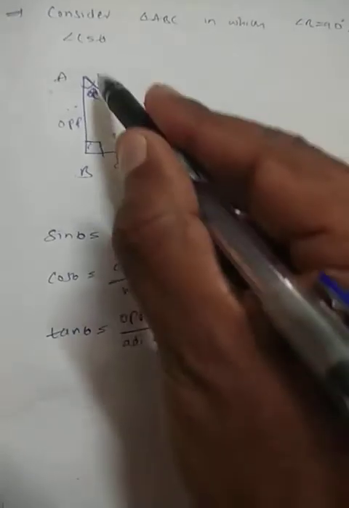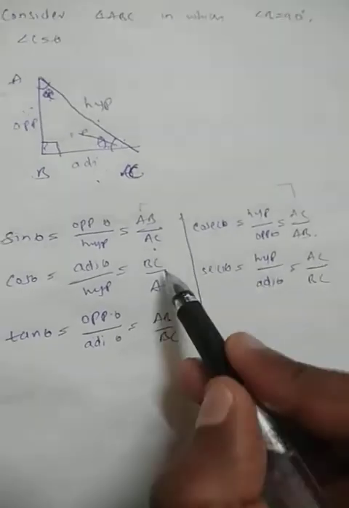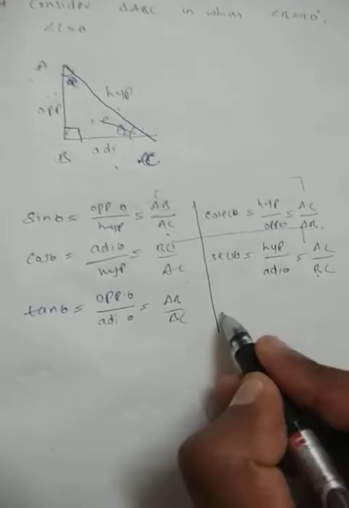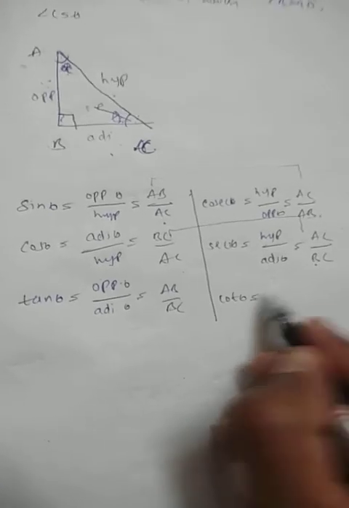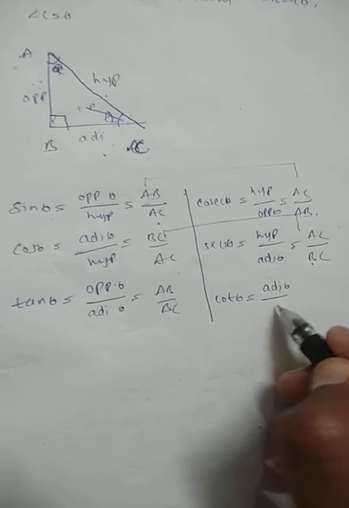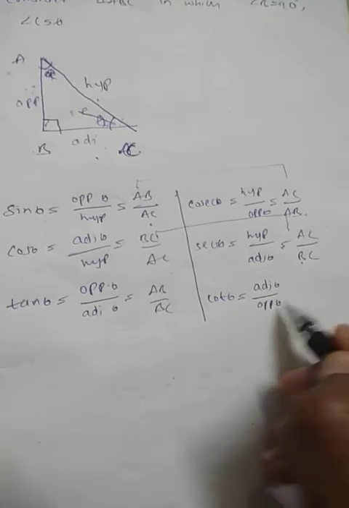What is the hypotenuse here? AC. What is the side adjacent to theta here? BC. At a glance, you can see these two are reciprocals of each other. Next one is going to be what? Cot theta. Cot theta will be the side adjacent to theta by the side opposite to theta.